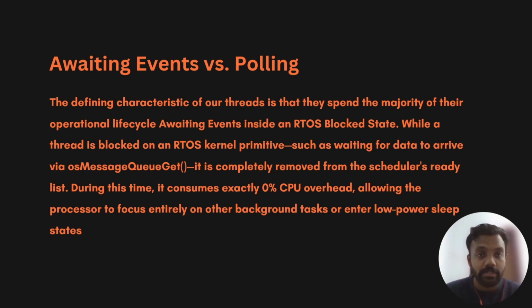Awaiting events versus polling. The defining characteristic of our threads is that they spend the majority of their operational lifecycle awaiting events inside an RTOS blocked state. While a thread is blocked on an RTOS kernel primitive, such as waiting for data to arrive via the OS message queue get command, it is completely removed from the scheduler's ready list. During this time, it consumes exactly 0 CPU overhead, allowing the processor to focus entirely on other background tasks or enter a low-power sleep state.